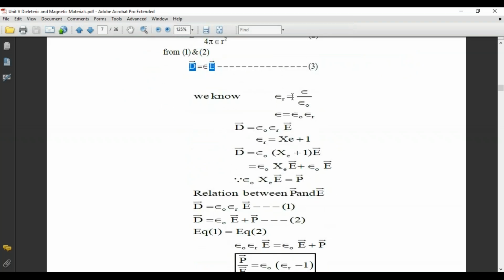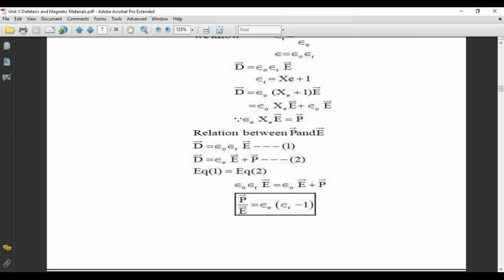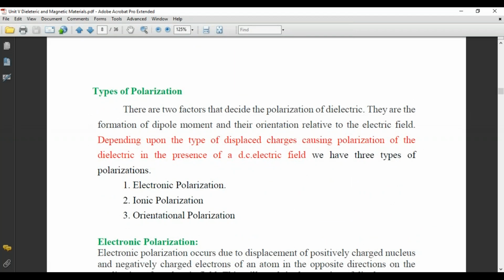But you know that the electric constant is epsilon by epsilon naught. Substituting in the above equation, you will get epsilon r equals chi plus 1. Then you substitute this one, displacement in terms of polarizability, you can also get it. That will give the relation between the polarizing vector and electric field as epsilon naught into epsilon r minus 1. This is about the displacement vector. Next, we will go for the next topic, types of polarization.